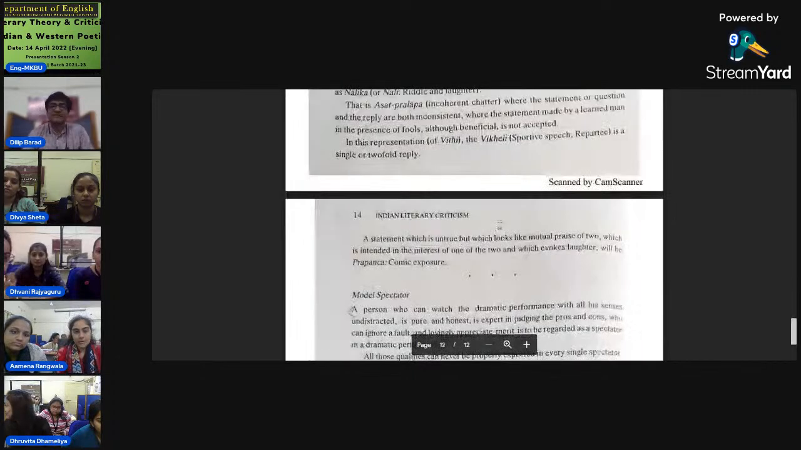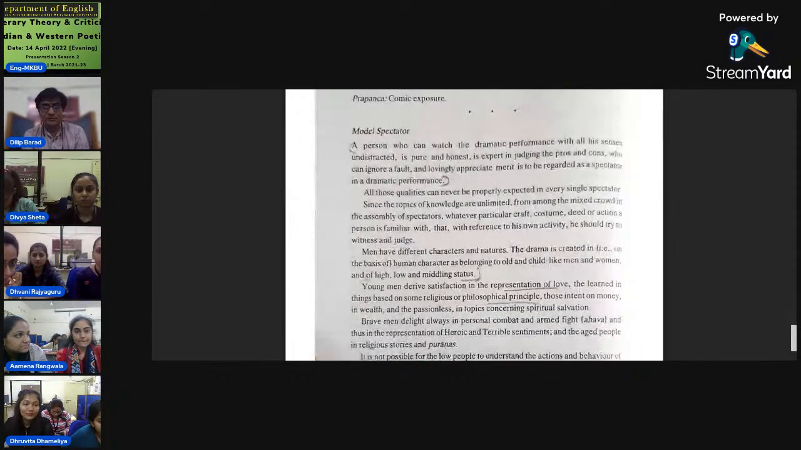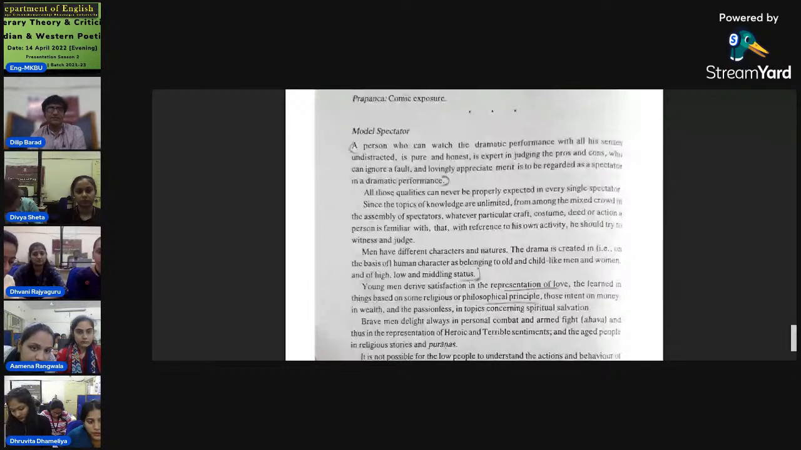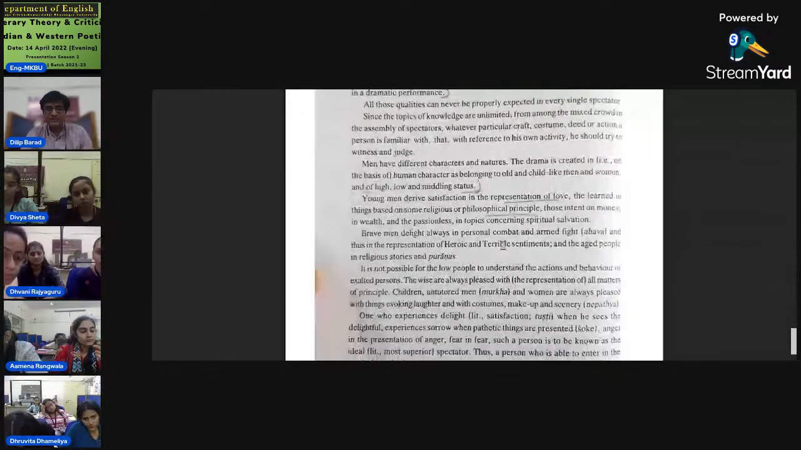And this also covers the model spectator. This is also very important. It is mentioned that it is all for the audience, those who are watching the play. So an ideal spectator, a model spectator, is also referred to here: one who can watch the dramatic performance with all his senses, undistracted, is very pure and honest, is expert in judging the pros and cons, and can ignore a fault and lovingly appreciate merit. Then there is a variety of spectators, child, brave person, and they all have their own different temperaments to understand the play.